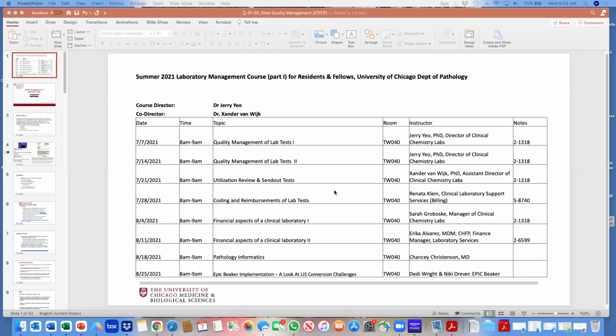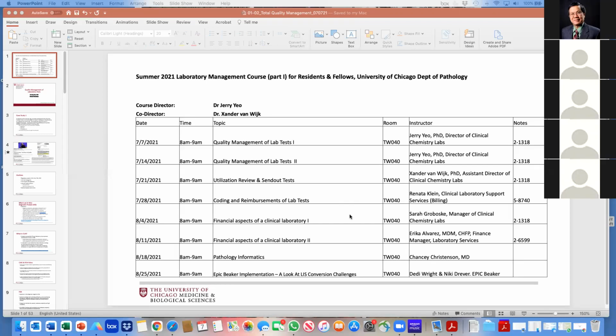One of the very common feedback that we get from our fellow and our resident is that very little is taught about the financial aspect of a clinical lab, and a lot of times they'll go into a new position and all of a sudden they inherit a big chunk of trying to balance the finances and things like that, or at least be bombarded with a lot of financial terms that they're not very familiar with. So we have incorporated the financial aspect of the clinical lab into this series.